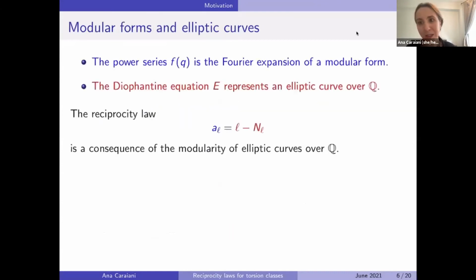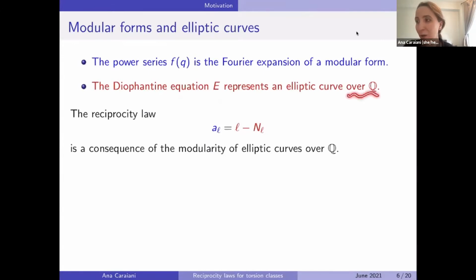So it turns out that there's a reason, a very deep reason for this relationship. The power series f of q is really the Fourier expansion of a modular form. And the Diophantine equation E represents an elliptic curve over Q. So a modular form is a holomorphic function on the upper half plane that has a lot of symmetries. And it's really an object that lives in the world of harmonic analysis. An elliptic curve is a smooth projective curve of genus 1.